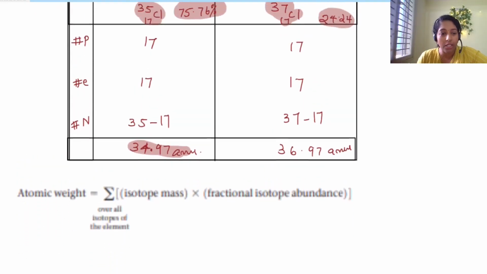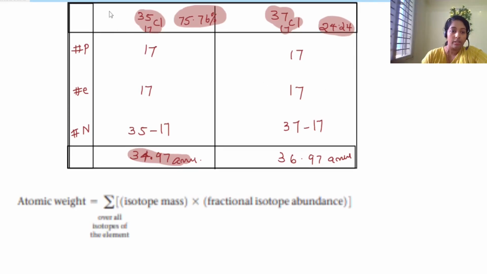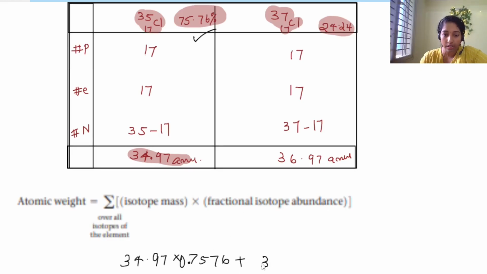So what do you mean by weighted average atomic mass? You take the isotopic mass like 34.97 and multiply it with its own natural abundance. As I told you, 75.76 percentage is its natural abundance. So 75.76 divided by 100, I can just write 0.7576. Plus 36.97 times its own natural abundance, which is 0.2424. The fractional abundance we are taking.